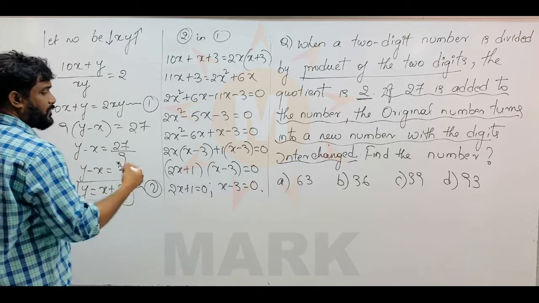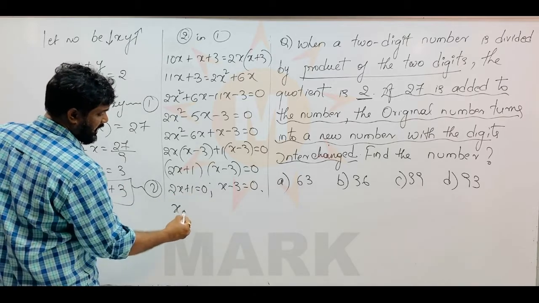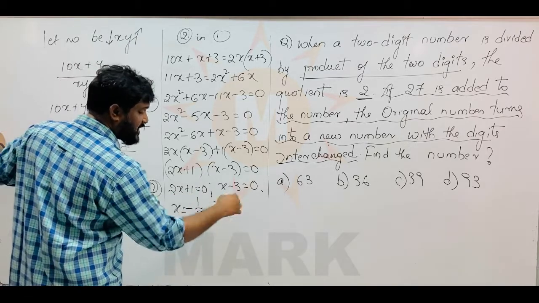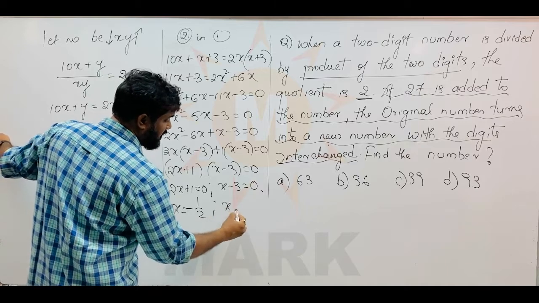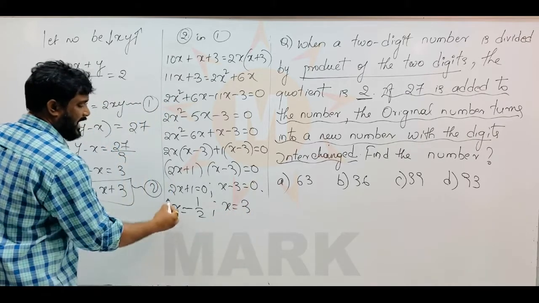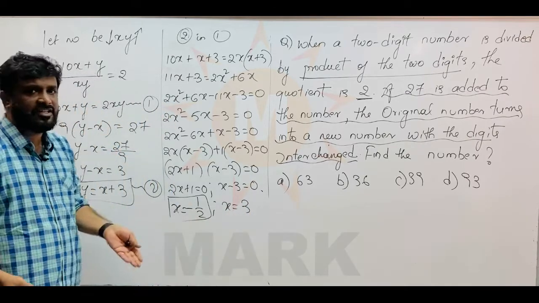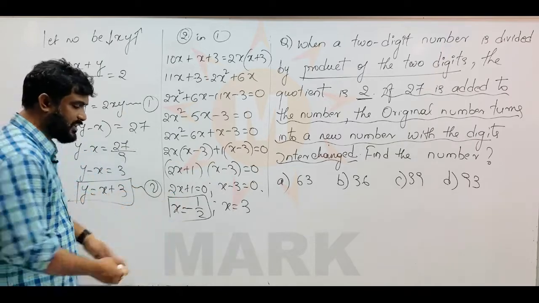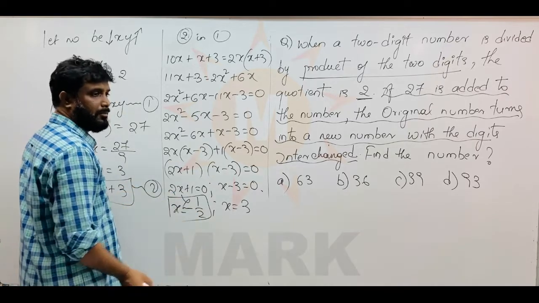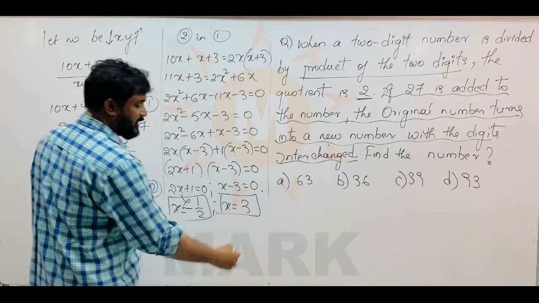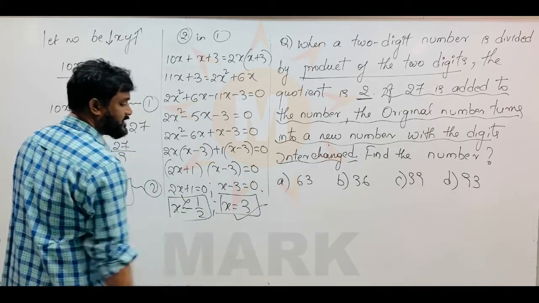Okay, fine. If 2x plus 1 is equal to 0, the x value should be minus half. If x minus 3 is equal to 0, then its value will be 3. See, x cannot be minus, it cannot be a fraction, and moreover it is a minus number. So there is an absolute value, x cannot be minus half. So x can be 3 only. The only possible value for x is 3.